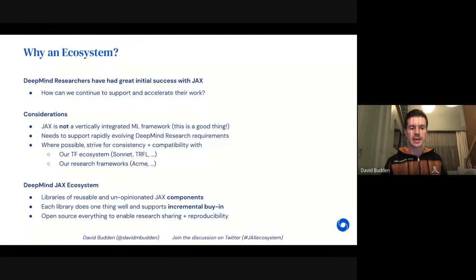The solution we've arrived at is an ecosystem, which is basically a collection of libraries of reusable and unopinionated JAX components. Each library is intended to do one specific thing well, and importantly supports incremental buy-in. So for instance, we're going to show you libraries for neural networks, libraries for optimization, for reinforcement learning. From day one, we've made sure to develop these in a way such that you can pick and choose the pieces you want without being locked into any decisions about other libraries or other tools from within the same ecosystem. And of course, where possible, we're open sourcing everything to enable research sharing and reproducibility of the results that we build on top of the JAX ecosystem.